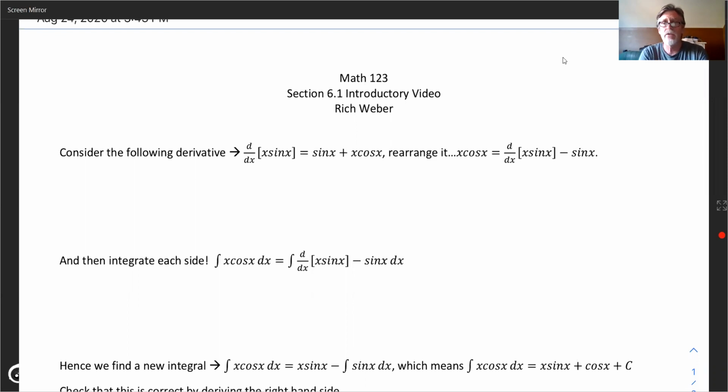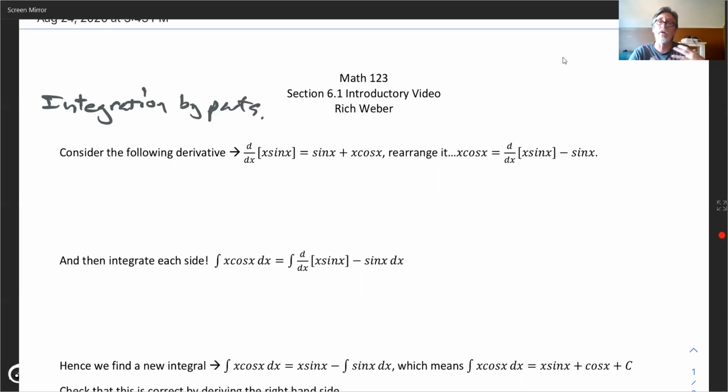Anyway, the first section, this first chapter, is about integration techniques, and this first one is about what they call integration by parts. I didn't write it anywhere, so I'll write it now. It's about integration by parts, or integration by parts.